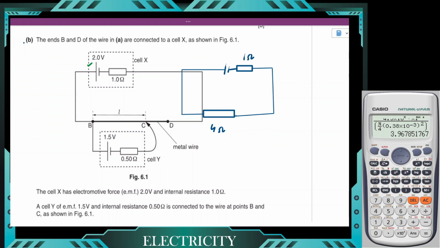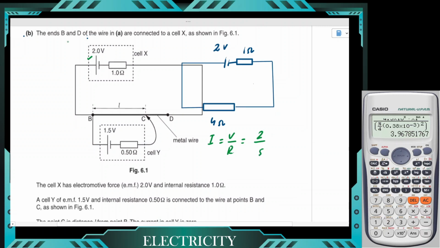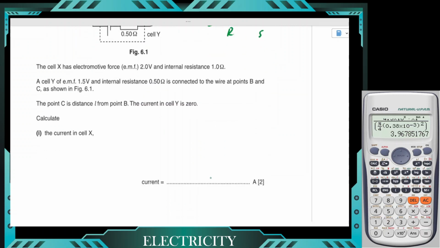And if you find current anywhere in the circuit, it'll be the same everywhere. So the total EMF is 2 volts. And if you're using the total EMF, you have to consider the total resistance of the circuit. So current equals the total EMF, which is the total voltage, divided by the total resistance. So 2 divided by 5, which is 0.4. And in 2SF, you can write it as 0.40 amperes.